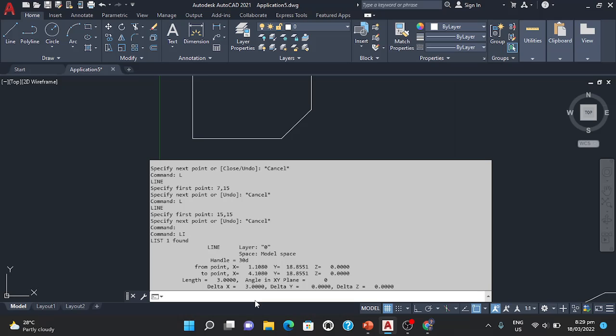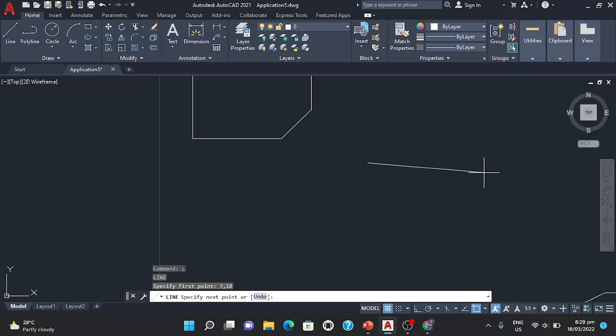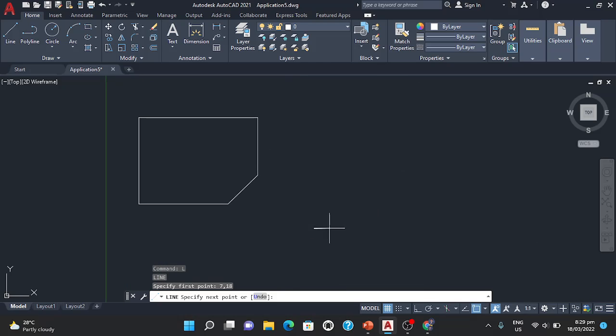So the starting point of our line is from x is 1, y is 8, 18. Okay, so I think let's try to type L7 comma 18. Oh, sorry. L7 comma 18. Okay, so I think it's okay if we are not aligned from this point. So let's try to create H.